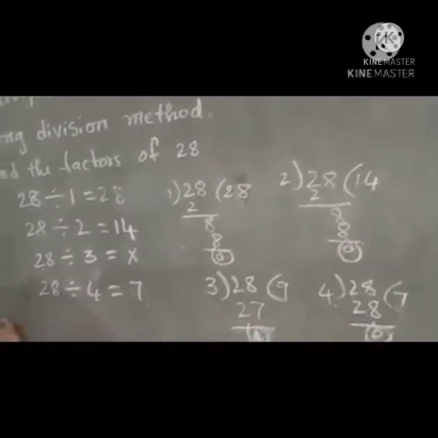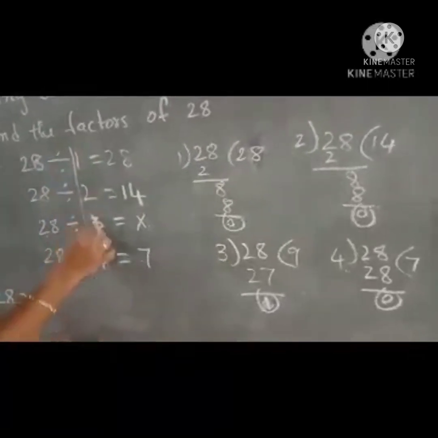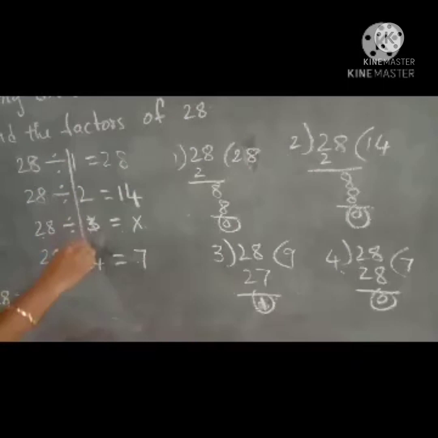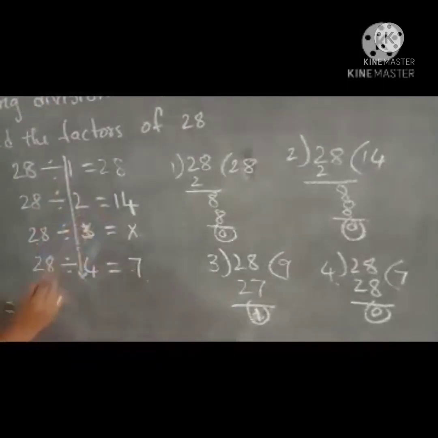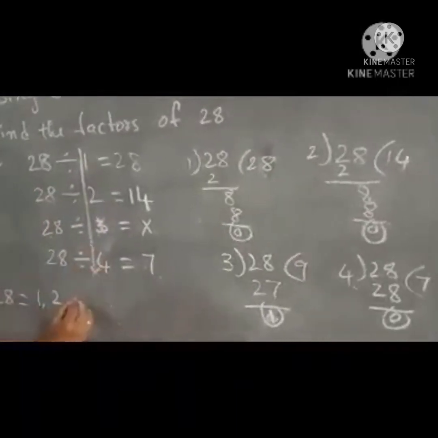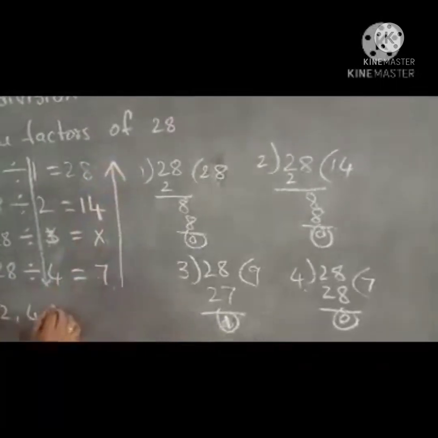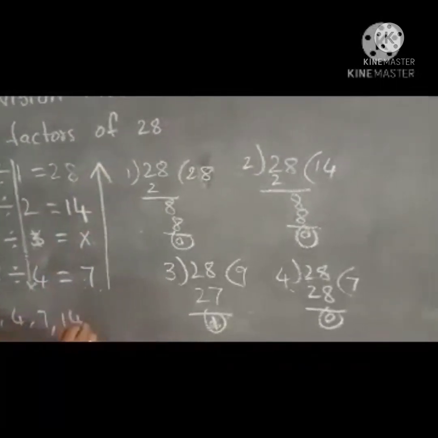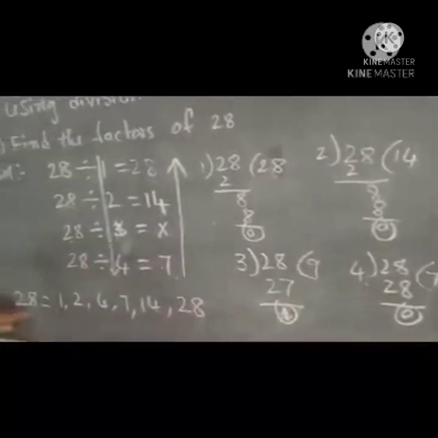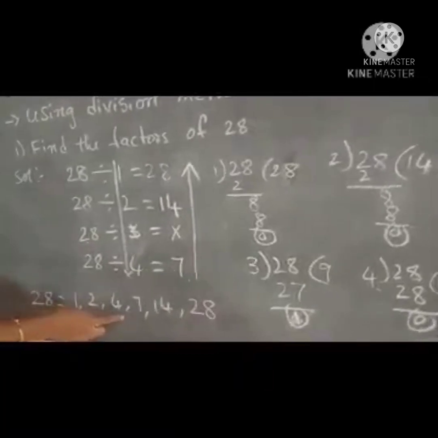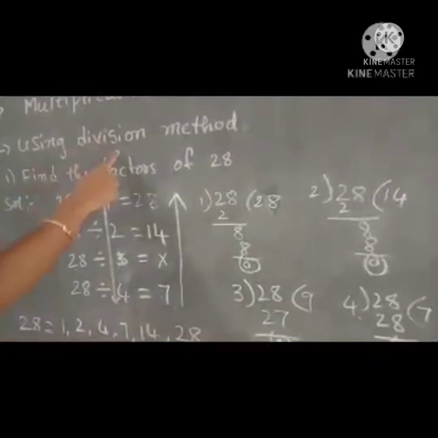Now see children, what are the factors of 28? First we have to write 28 equals to, I already told, now like this we have to go. The number 3 is not there. See here, what is the first number? 1. And the second one is 2. And the third one is 4. Again 7. Next 14. 28. Okay. See children, the factors are 1, 2, 4, 7, 14, 28 by using the division method.